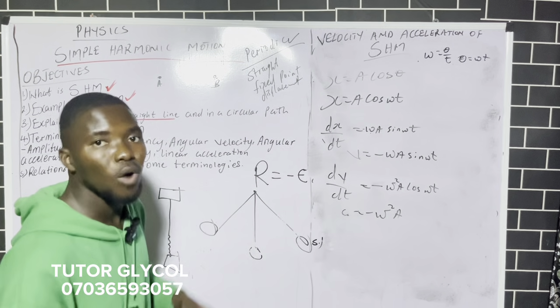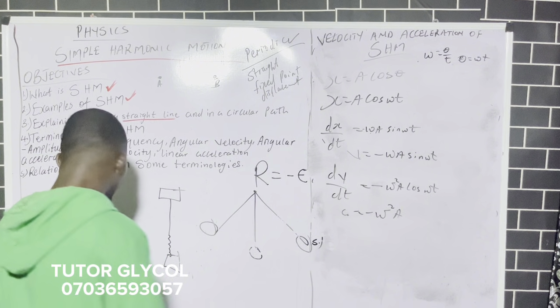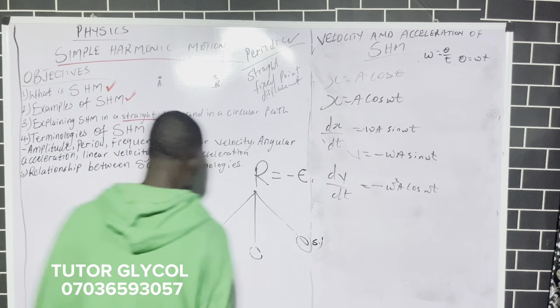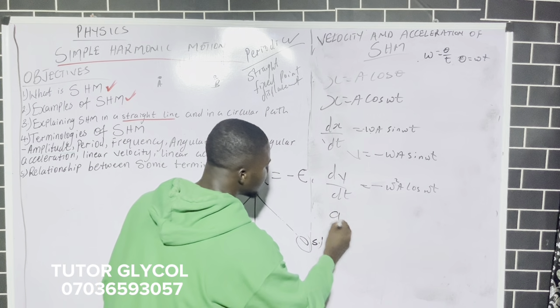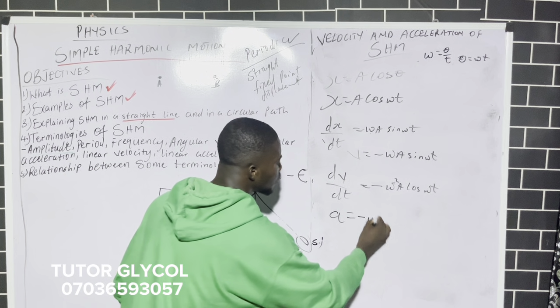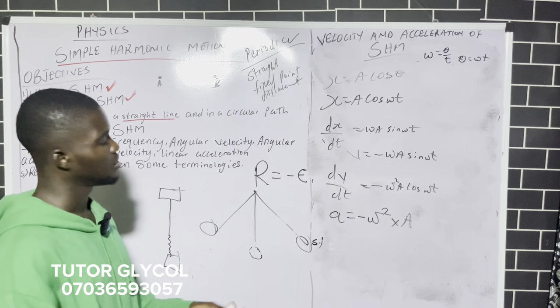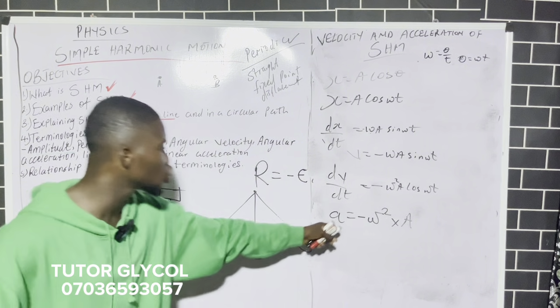What do you need, bro? What do you need, sis? What do you need, my friend? What you need is this one. Let me write it very well. This is what you need: acceleration for simple harmonic motion, a is equal to minus omega squared times the amplitude. You don't need all the other derivation. You just know this one.